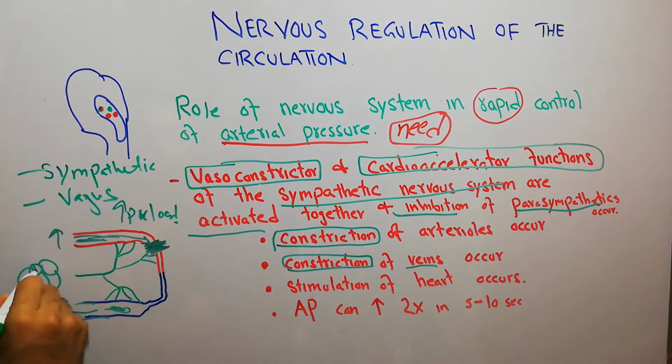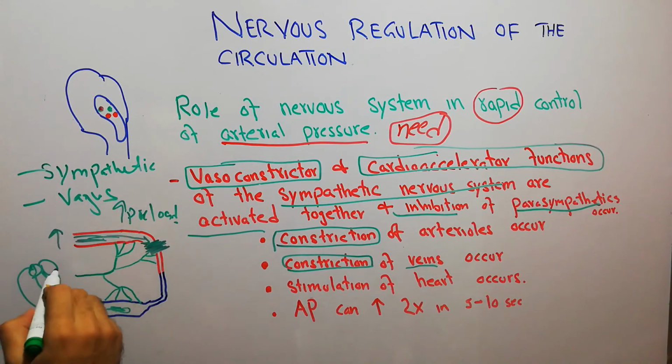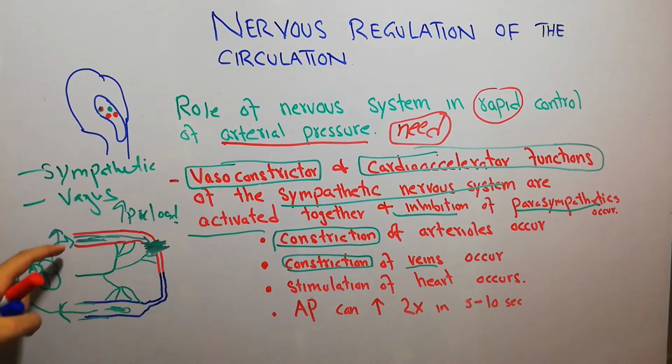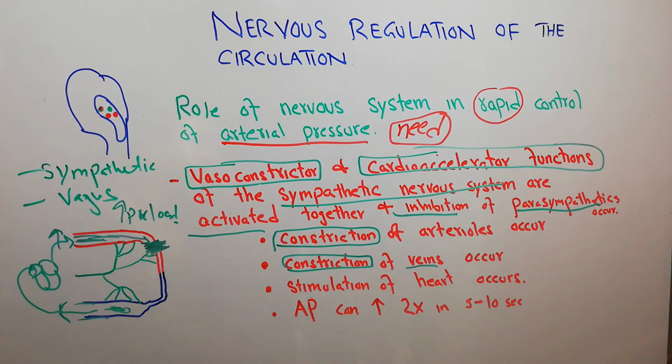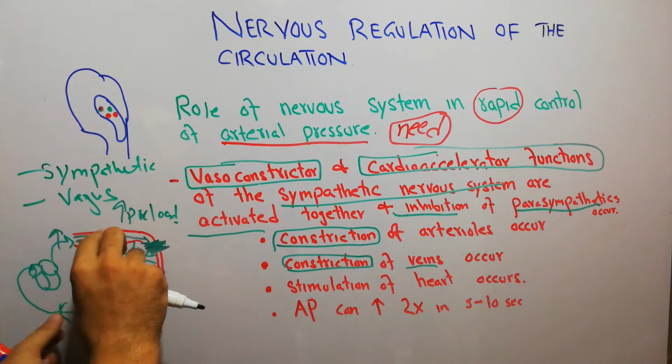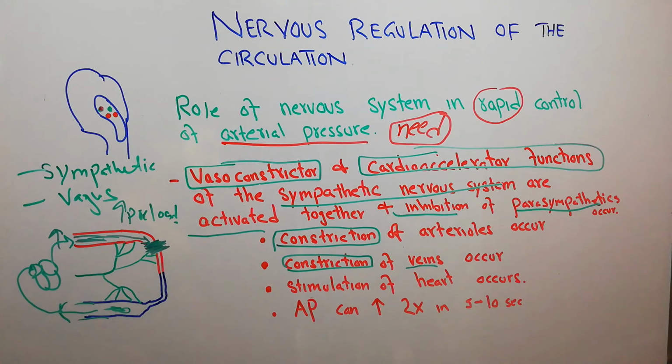When more blood comes to the heart, and the heart is pumping blood into the arteries, this blood cannot go easily because of the resistance, so a lot of pressure develops here.